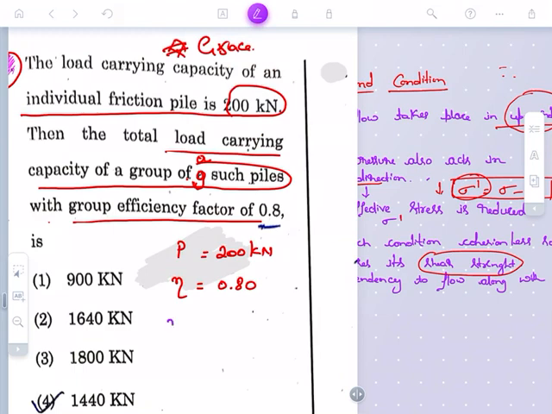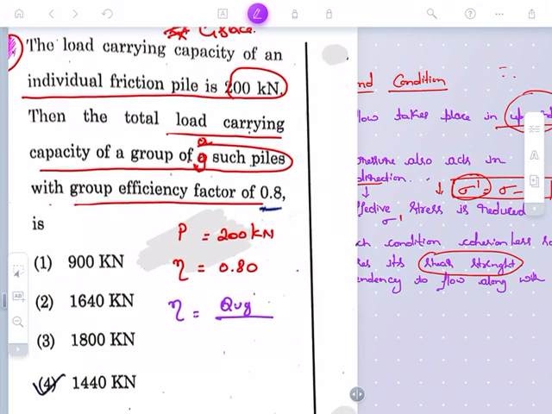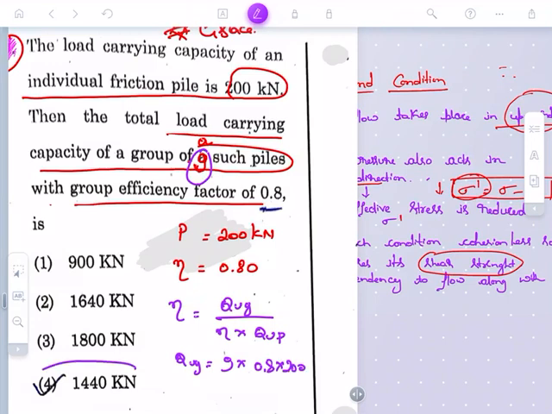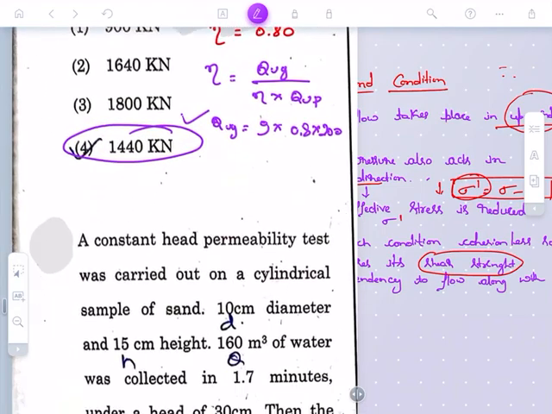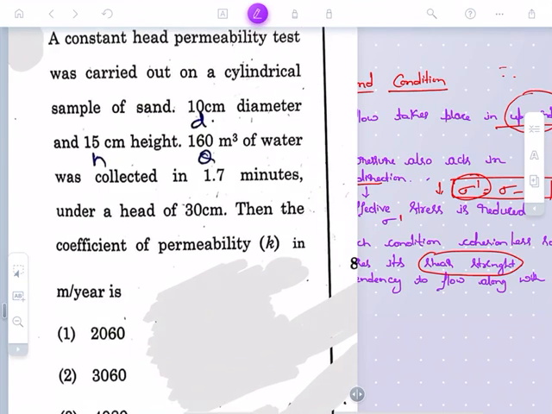If you want to do it with respect to that, it is very simple. The formula is efficiency equal to QUG, the group carrying capacity of the pile, divided by N into QUP, the individual carrying capacity of that pile. If you want to find the QUG, what is N? N is not given. N should be 9, and this is 0.8, 200. It will be 1440 kilonewton. That is what is wrong in this question.